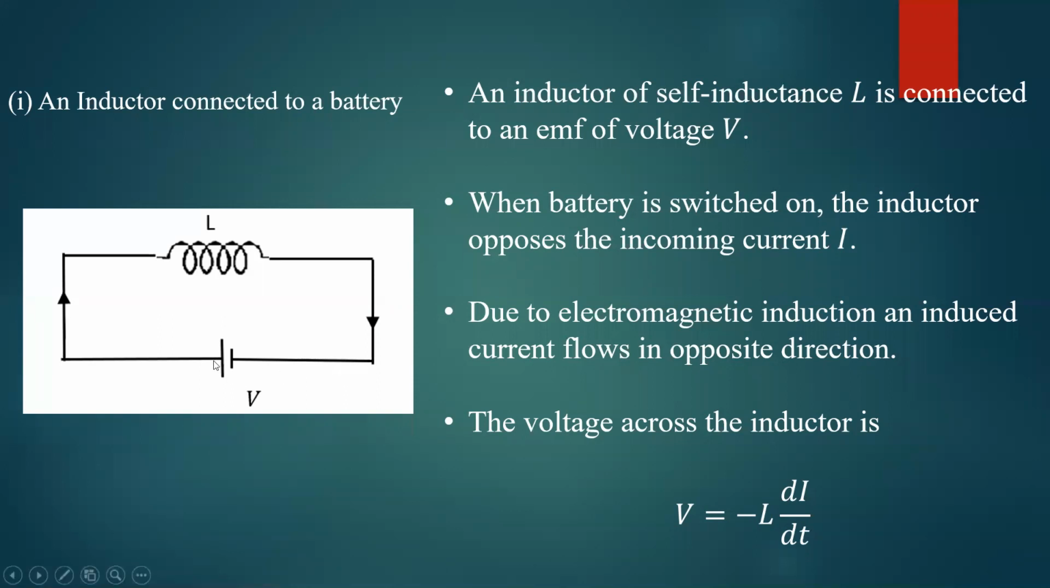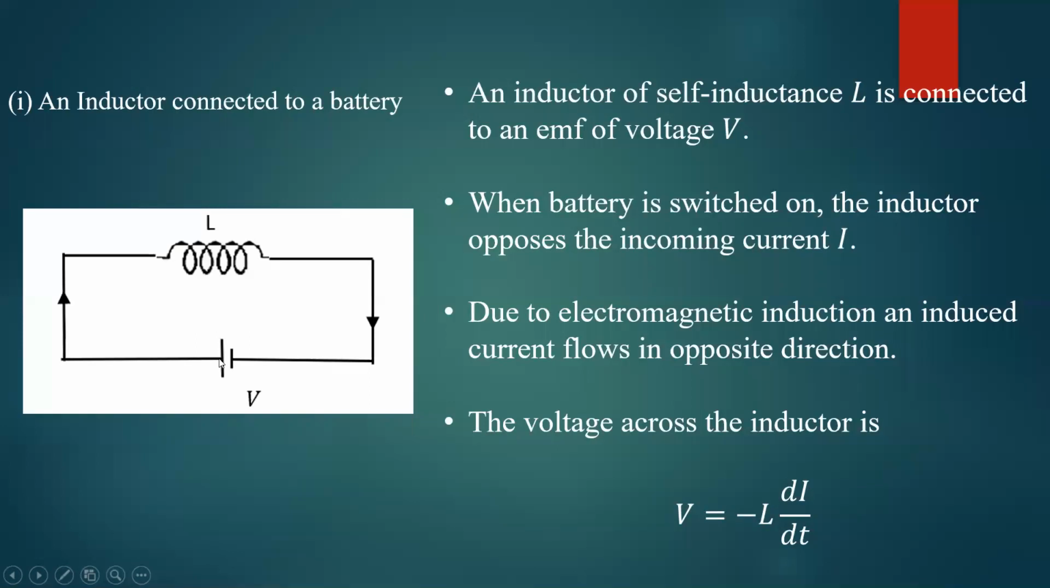So when you switch on the battery, current is starting from 0. So before switching on the battery, current is 0. When you switch on the battery, current increases. It may increase to I. In that time, it will oppose the incoming current. And voltage across the inductor is more if there is a more change in current.